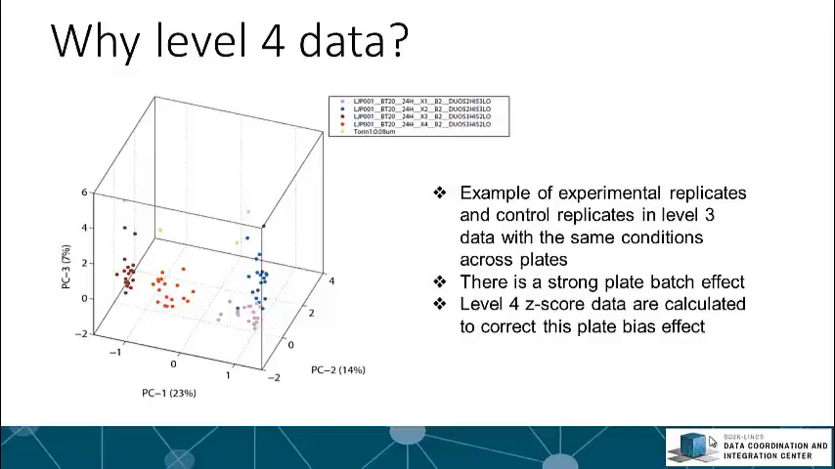The figure is the PCA plot of example experimental replicates and control replicates in level 3 data with the same conditions across plates in the same batch. The brown, red, pink, and blue dots are control replicates from 4 plates, and the light yellow dots are experimental replicates of taurine perturbation from 4 plates. Normally, we should expect control replicates to be grouped together and experimental replicates to be grouped together. But here, the replicates of the same plate are grouped together, which makes no biological sense and is surely an artifact. So level 4 data are calculated to correct this plate bias effect.